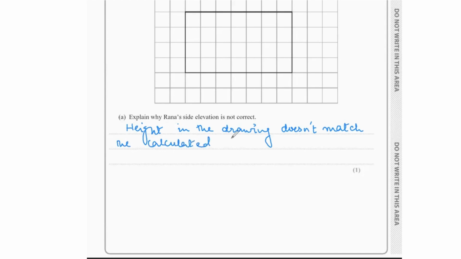So you can just write it as: height in the drawing does not match the calculated height.